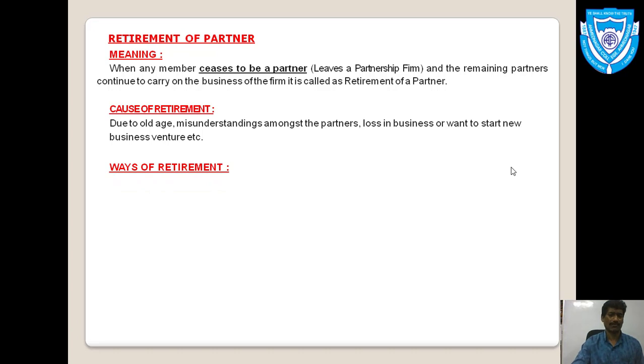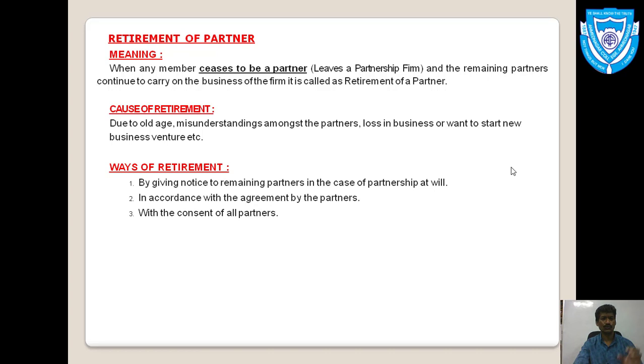Next, ways of retirement. In what ways can a partner get retirement? A partner can give notice to the remaining partners in case of partnership at will.